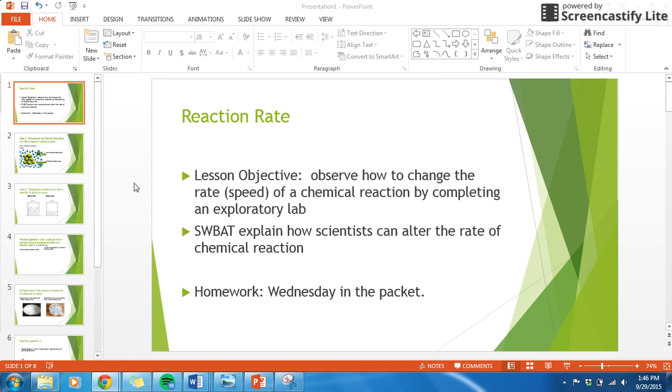Alright, y'all. Today we're going to be learning about our reaction rate. Our lesson objective for the day is we are going to be able to observe how to change the rate or the speed of a chemical reaction by completing our exploratory lab, and we're going to be able to explain how scientists can alter the rate of a chemical reaction. And our homework, as always, is going to be Wednesday in our packet.